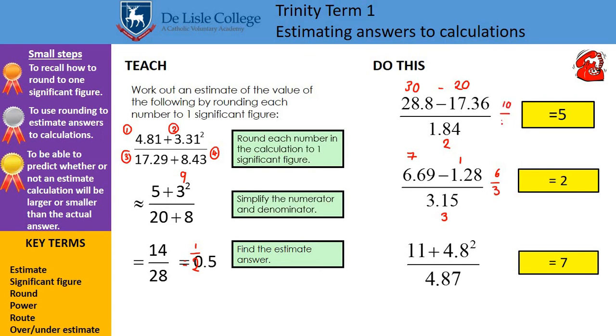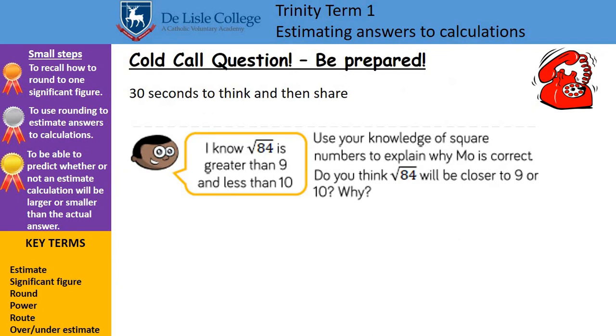You end up with 10 over 2, and then you end up with 10. You'd round that to 5. 5 squared is 25. So you end up with 35 as your numerator. You'd round 4.87 to 5. 35 divided by 5 is 7. Right, brilliant. 30 seconds to think and write down your answers, not share, unfortunately.